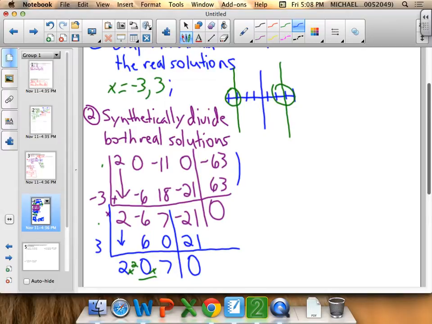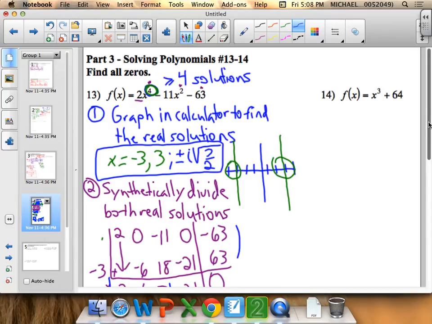Now on your answer sheet, there's 2 of my answers, and then the other 2 are up here. But I need you to write all of them in the same place for my benefit. There are my 4 answers. And I've satisfied that because I was looking for 4 solutions in the fundamental theorem of algebra.